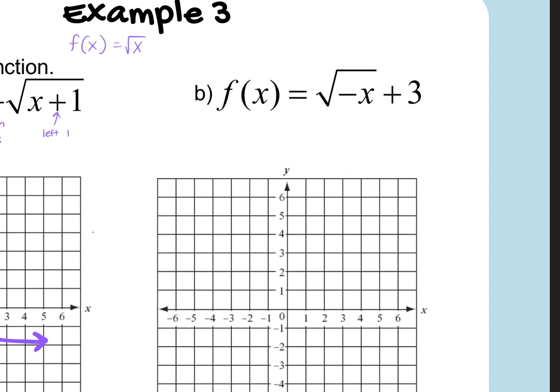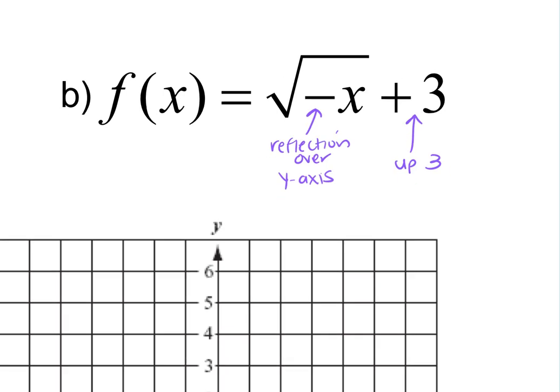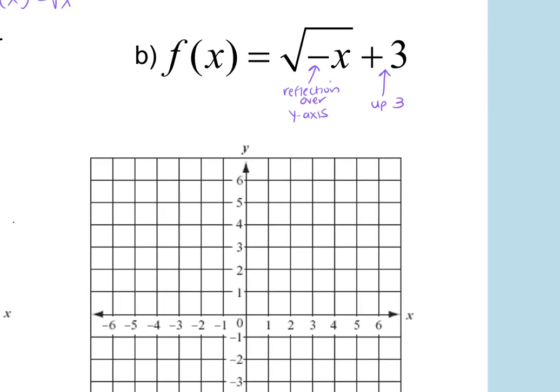All right, now go to B. The negative underneath the square root does what? Reflection over y-axis, which means it's going to point left. And the plus 3? It's outside, so it's good. It's up 3. So I'm going to go up 3, and I'm going to point it to the left.